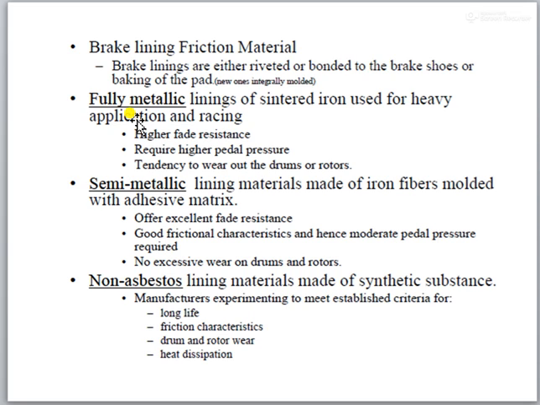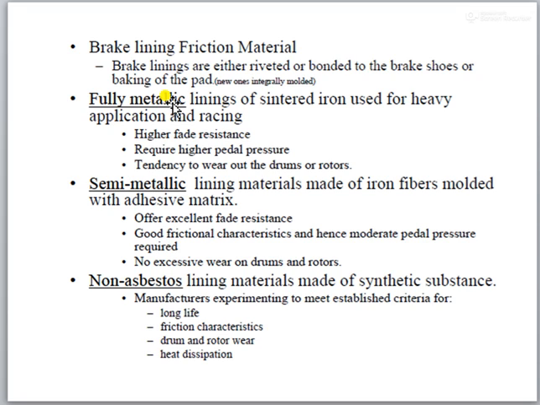So there are basically three types of material we use: fully metallic, semi metallic, and non asbestos lining material made of synthetic substance. So fully metallic means the entire pad material and the brake liner material is metallic, such a material that is ductile material. That ductile material will make it easy for the drum to be properly finished.